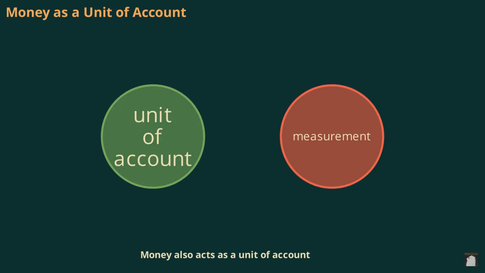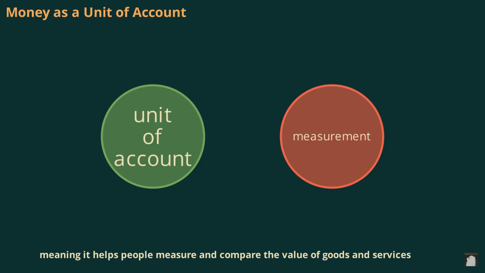Money also acts as a unit of account, meaning it helps people measure and compare the value of goods and services. This makes it easier to keep track of prices, budgets, and economic activity.